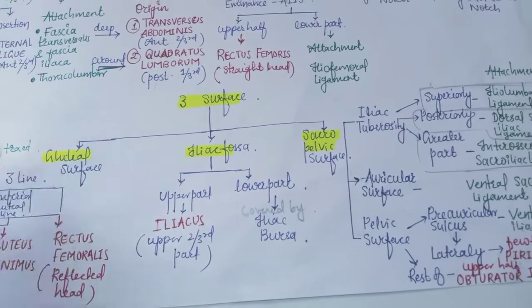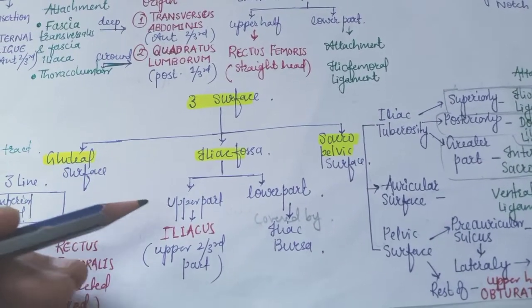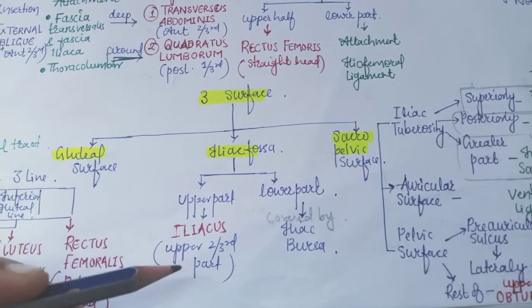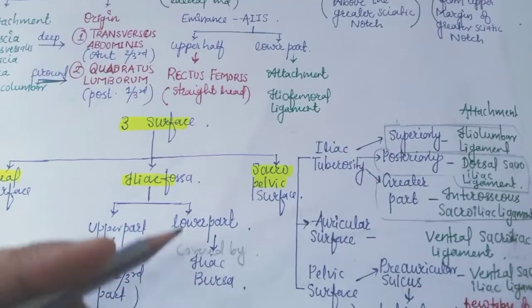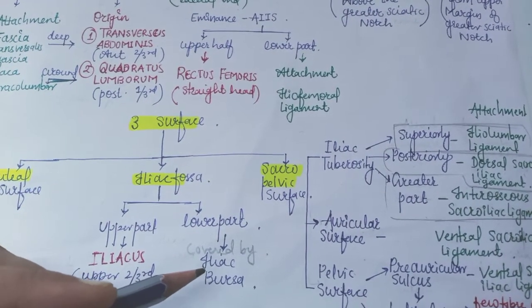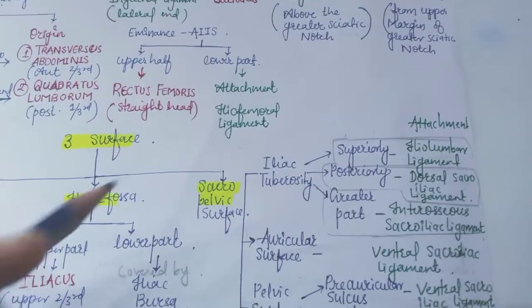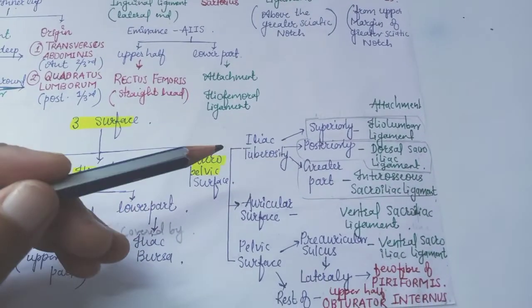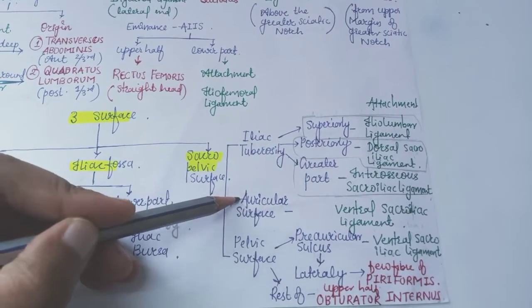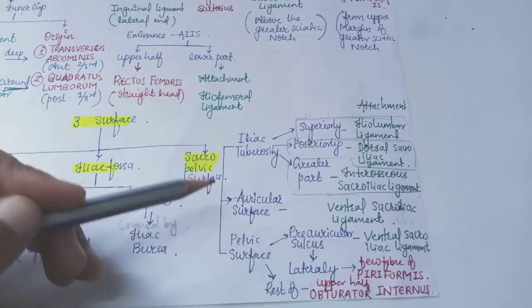In the iliac fossa, in the upper part, it gives origin to the iliacus in its upper 2/3 part, and the lower part of the iliac fossa is covered by the iliac bursa. Then the sacropelvic surface has three parts: iliac tuberosity, the auricular surface and the pelvic surface.